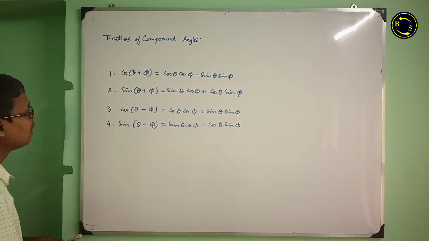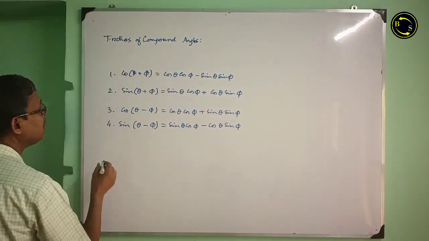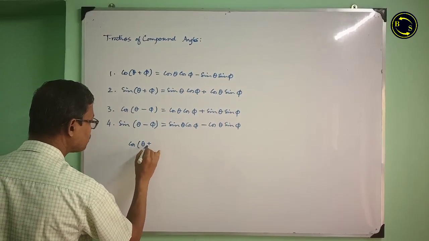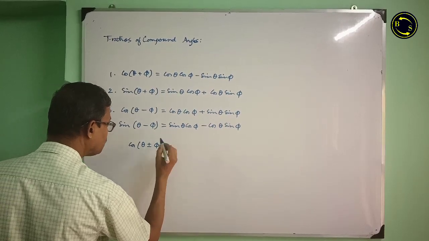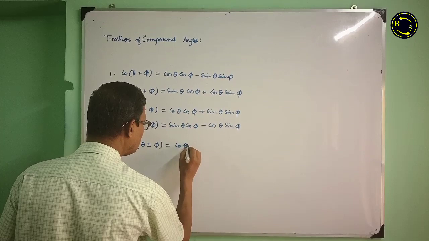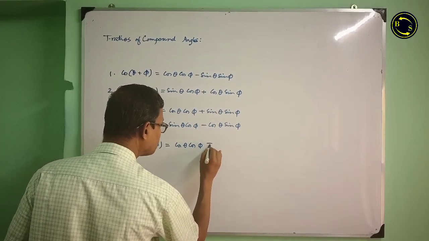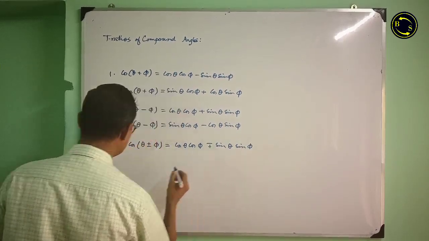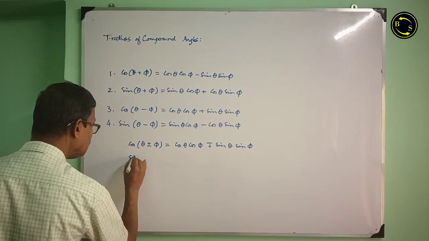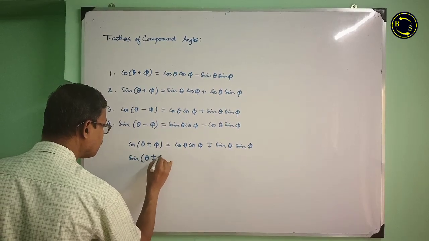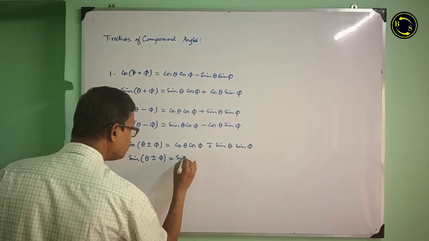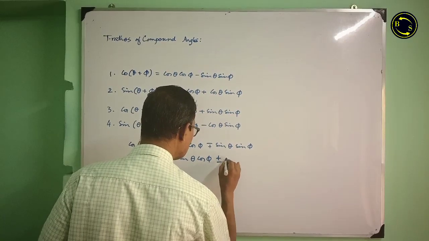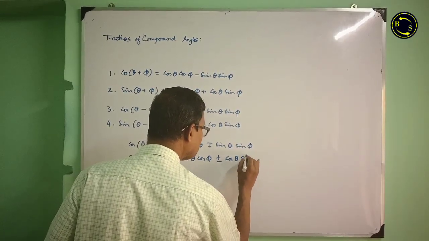Also we can express 1 and 3 in combined form. That means cos of theta plus minus phi is equal to cos theta cos phi minus plus sin theta sin phi, and sin of theta plus minus phi is equal to sin theta cos phi plus minus cos theta sin phi.